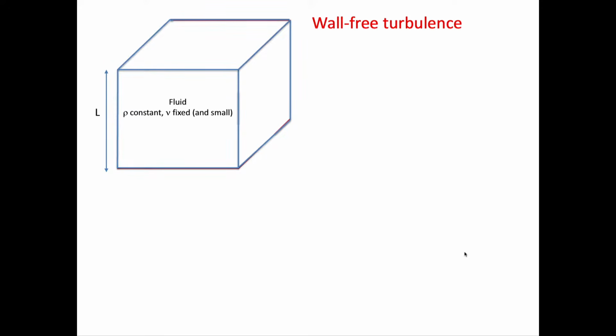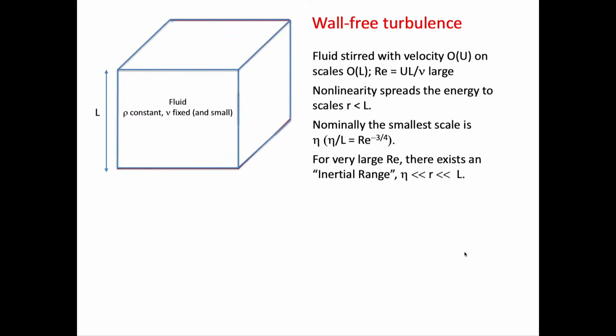Now, somehow you shake the box at a velocity which is of order u. Then you combine these three things, velocity, length scale, and viscosity, to give you the Reynolds number. And I said viscosity is small, so the Reynolds number is very high. That's where we want to go.